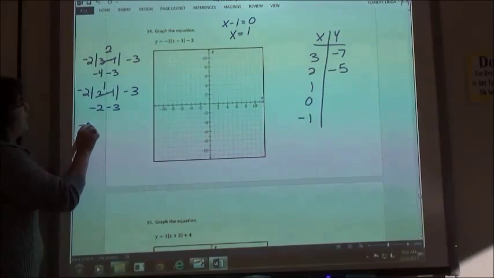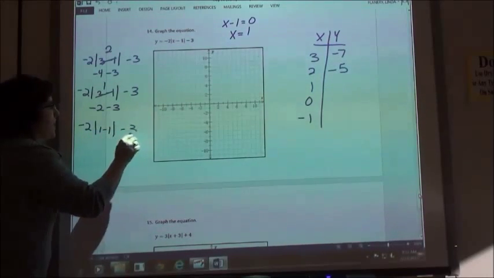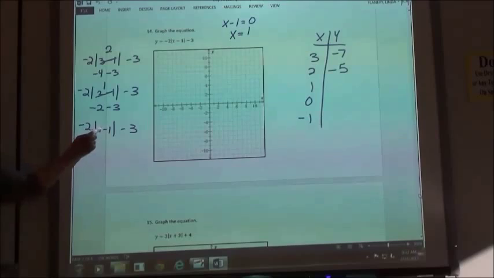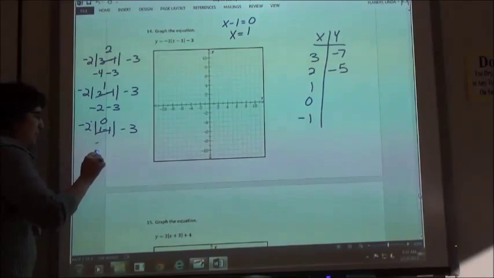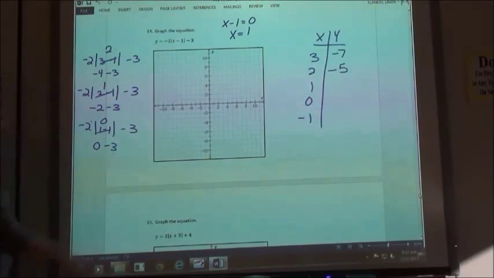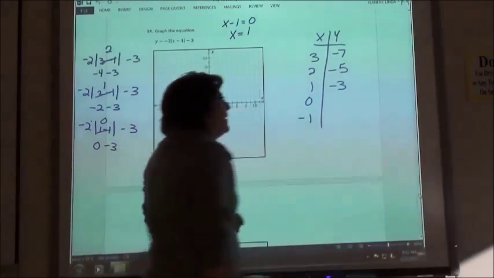Then I'm going to do negative 2 times the absolute value of 1 minus 1, minus 3. 1 minus 1 is 0. 0 times negative 2 is still 0. 0 minus 3 gives me negative 3.